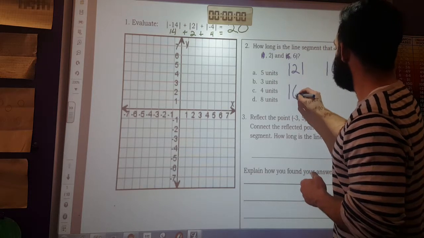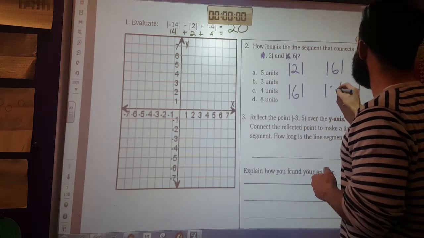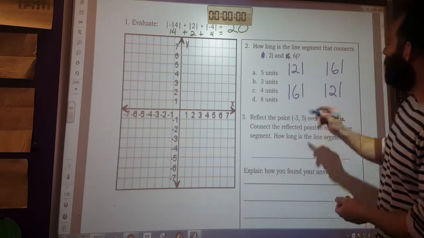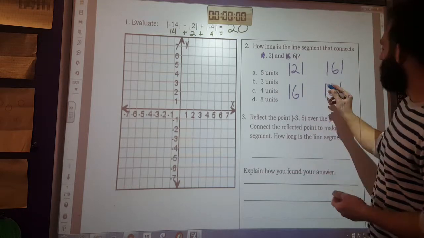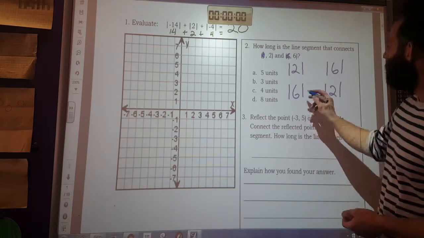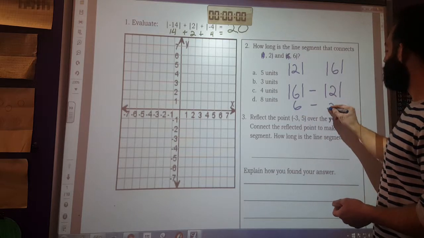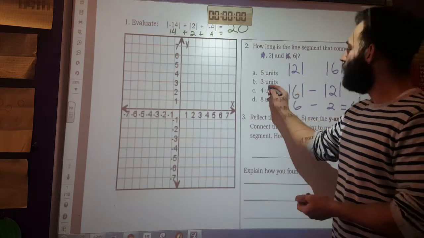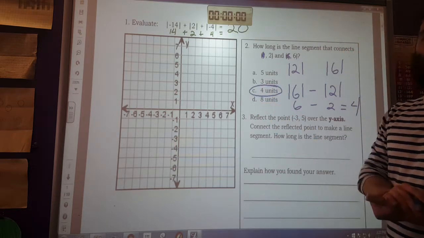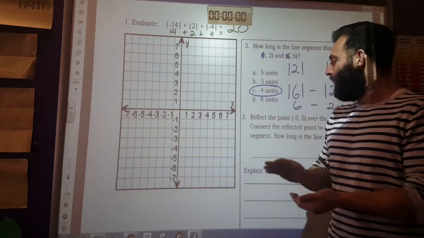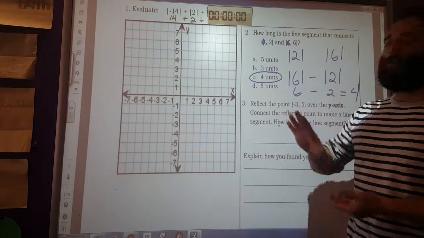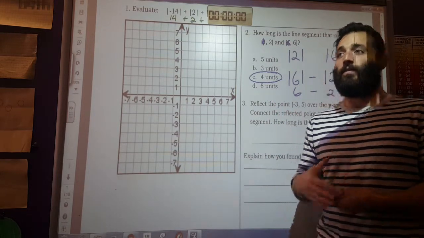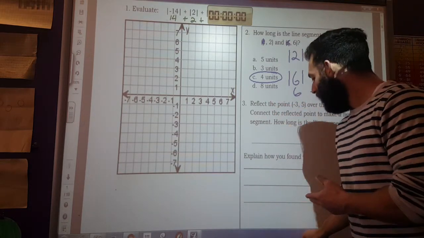We have the absolute value of 6 and the absolute value of 2. So same signs, they're both positive. That means we're going to subtract. 6 minus 2 equals 4. 4 units. Now, this is reflecting on something that we did yesterday, and it's reflecting a point.